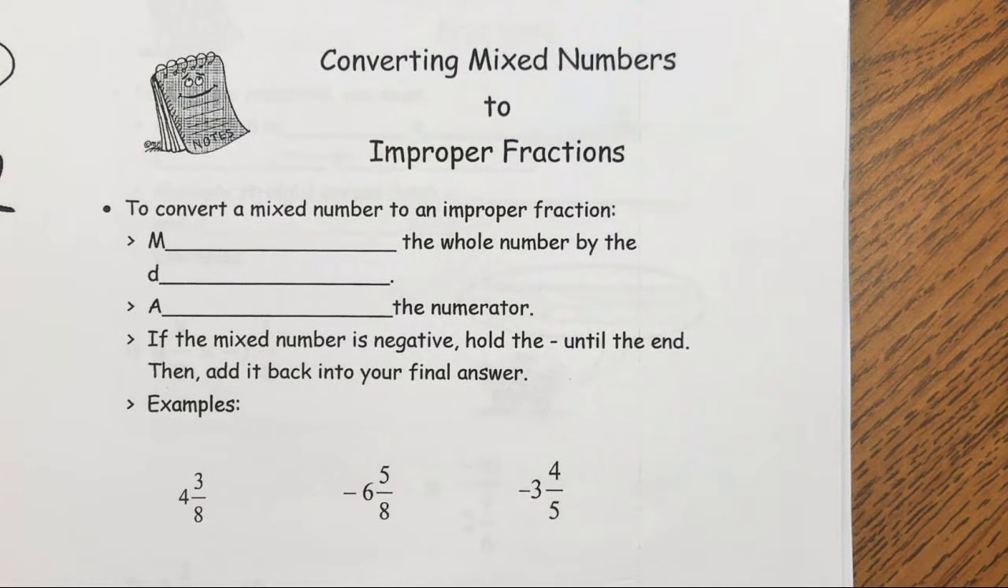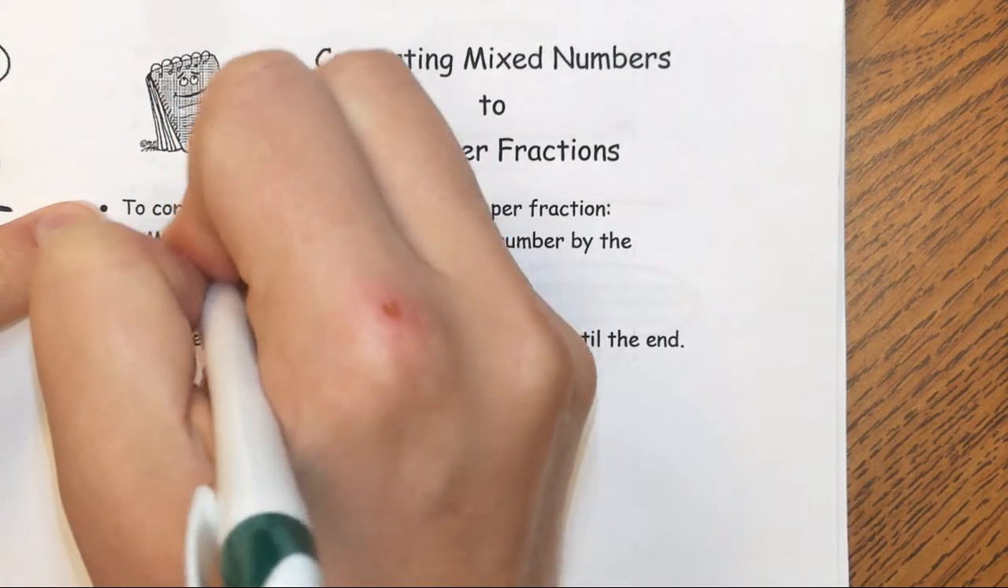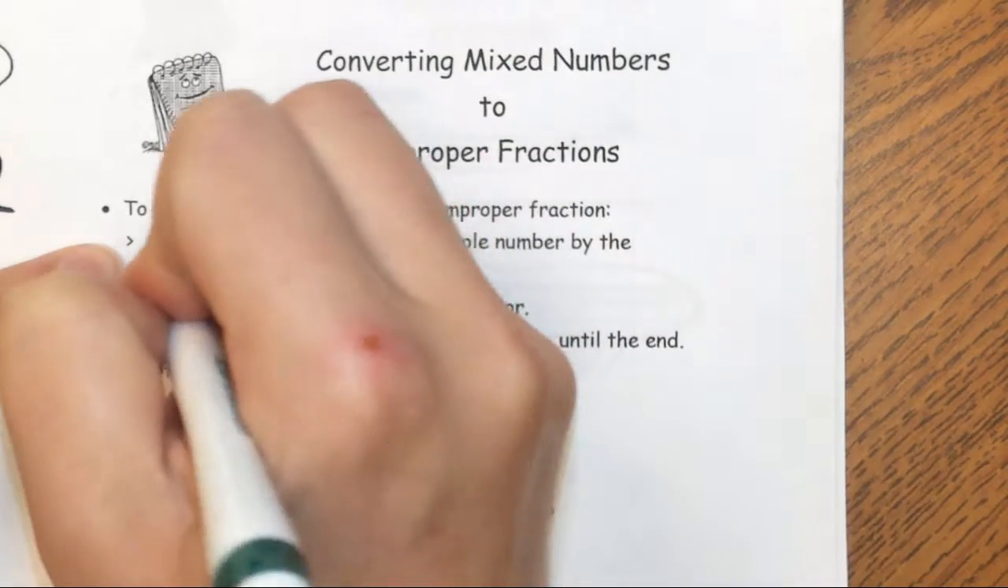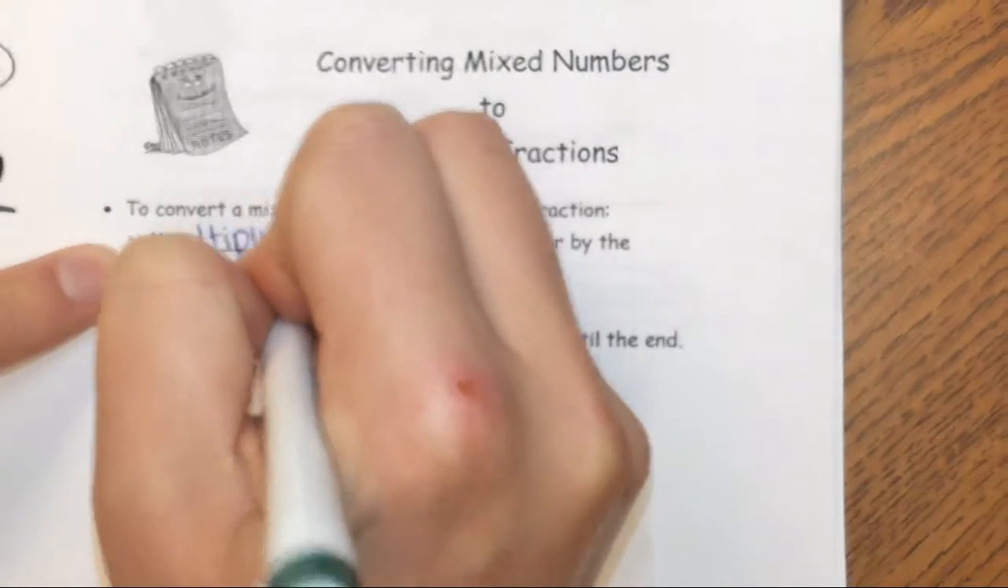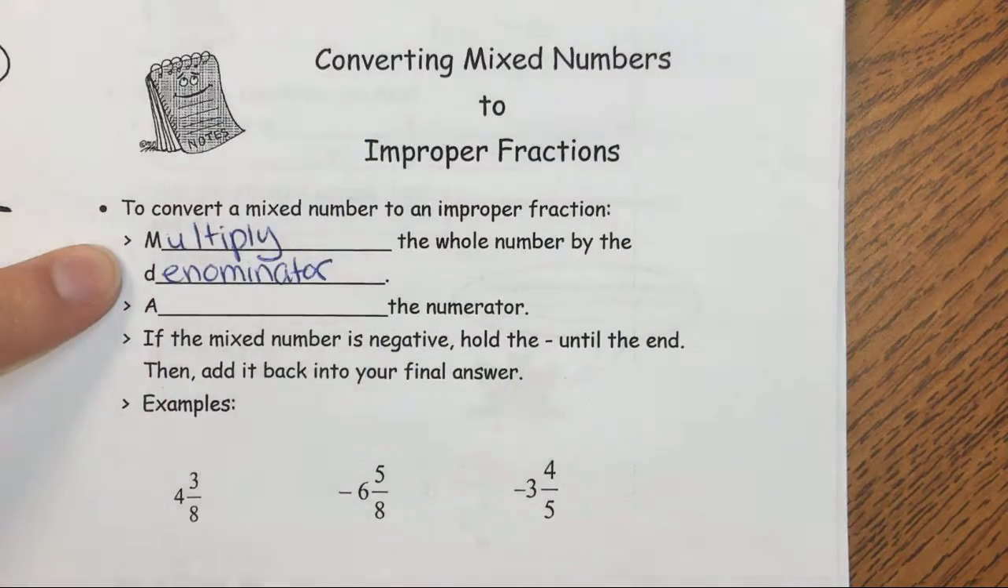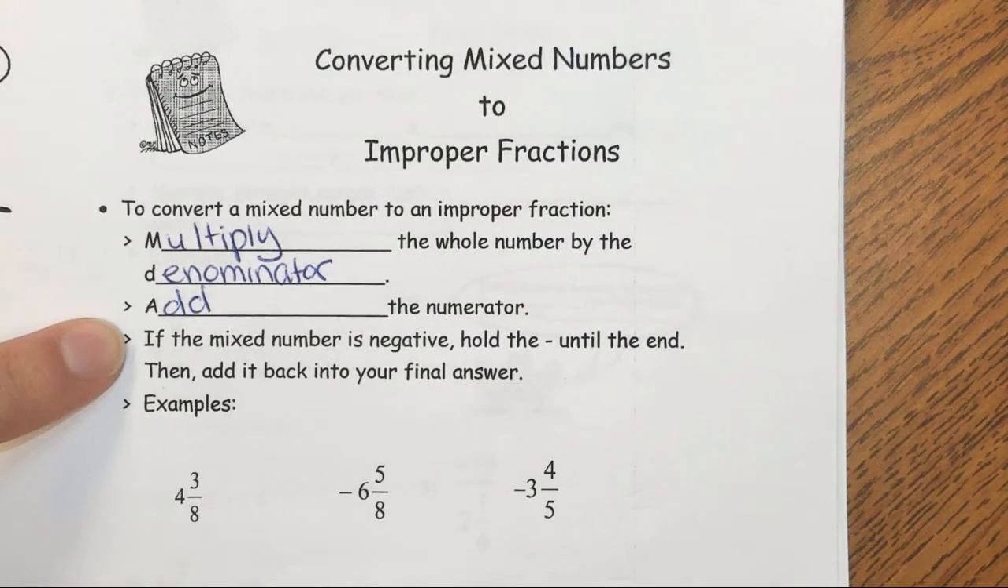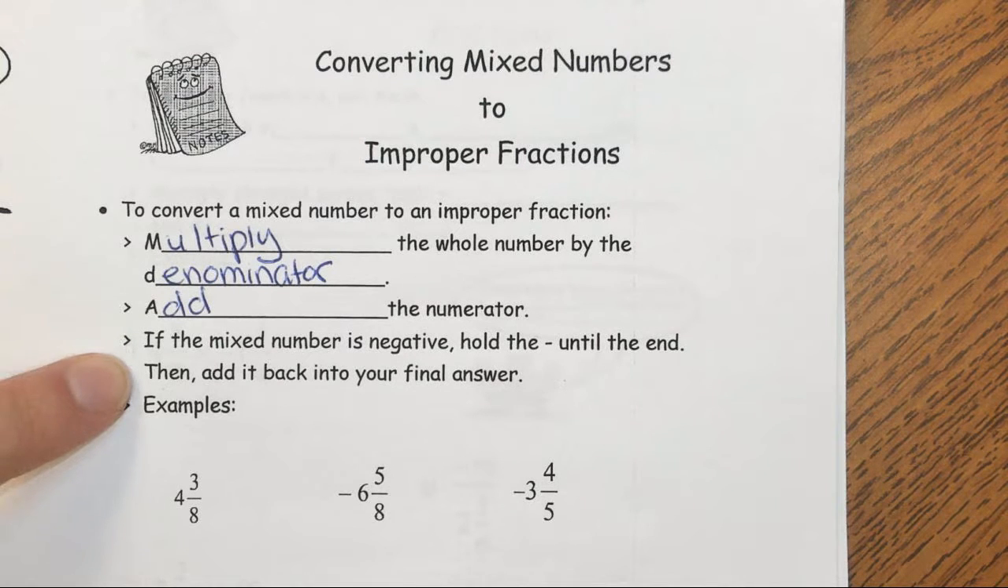In today's video series, we're going to talk about some fraction operations, starting with how to convert mixed numbers into improper fractions. So to convert a mixed number into an improper fraction, we first multiply the whole number by the denominator, and then we add the numerator. If the mixed number is negative, hold the negative sign until the end, then add it back into your final answer. Here are our examples.